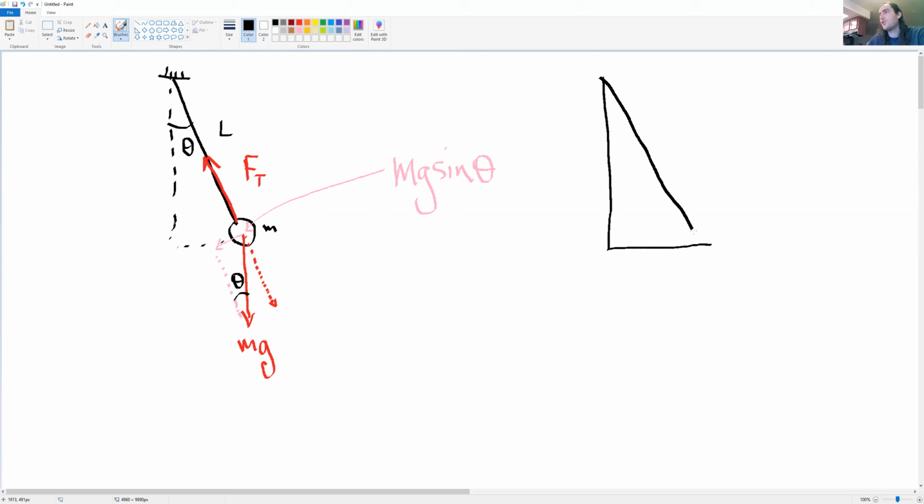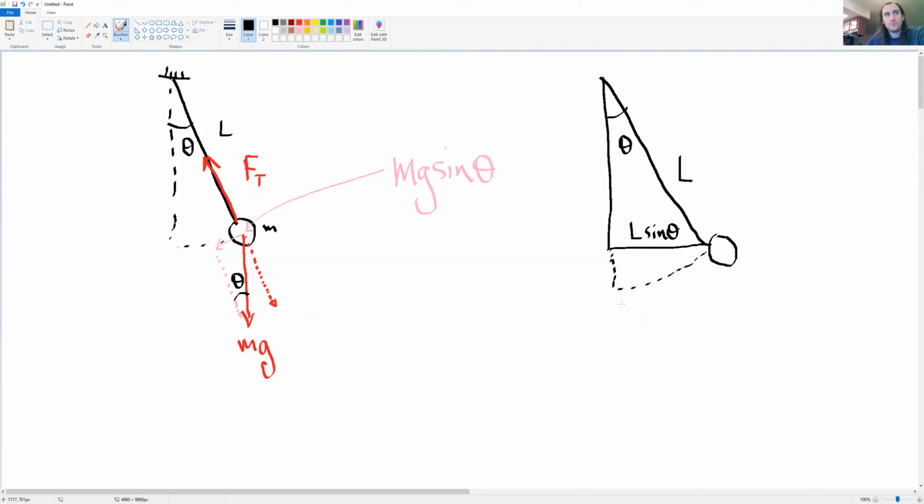I can draw a triangle here where the mass really goes along this dotted line path, and this triangle has sides L sine theta here, and L. Oh sorry, it's L sine theta, and L here. We don't care about the L cosine theta piece. The angle is theta.